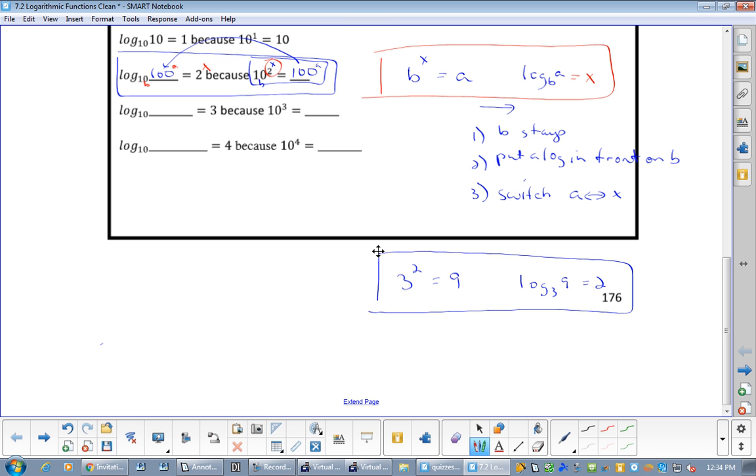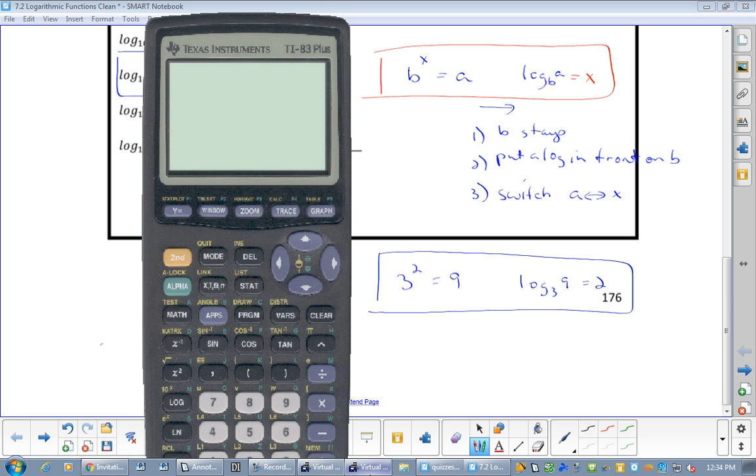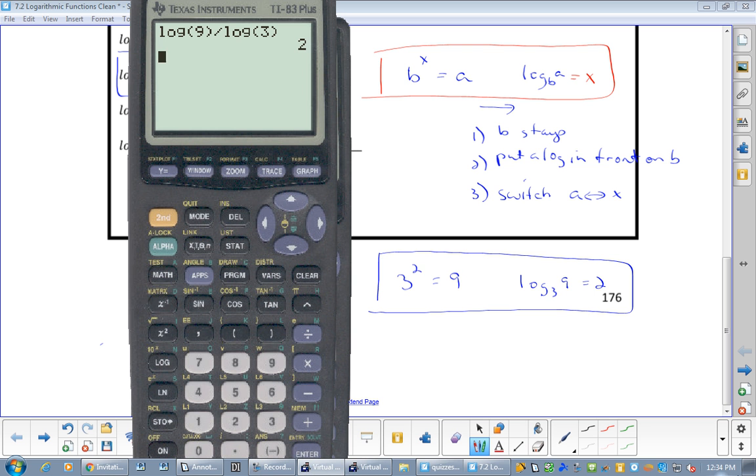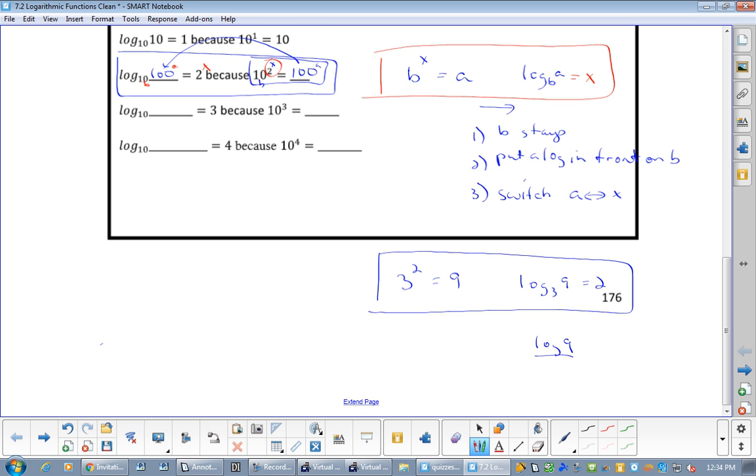Log 3 divided by log 9. So you put log 9 divided by log 3. So how I put this in was log 9 divided by log 3.